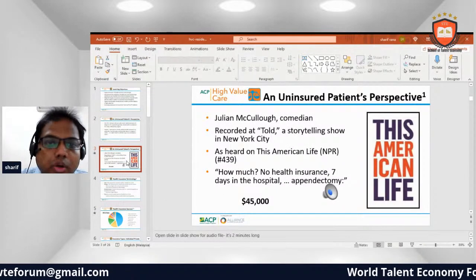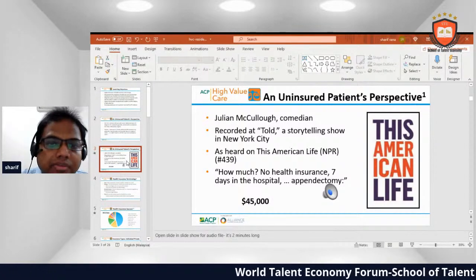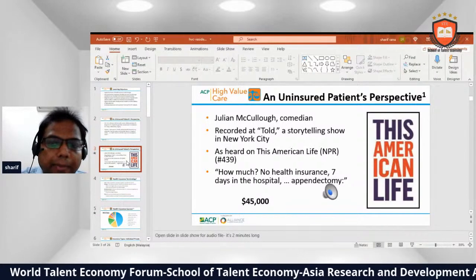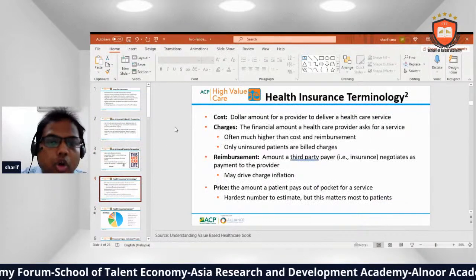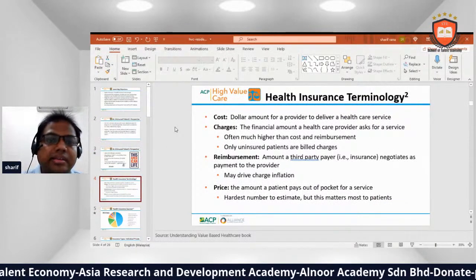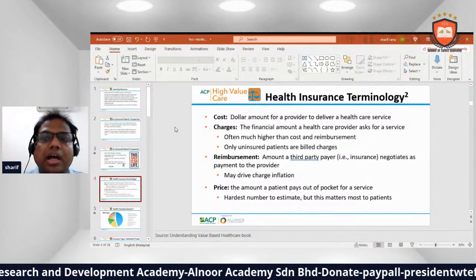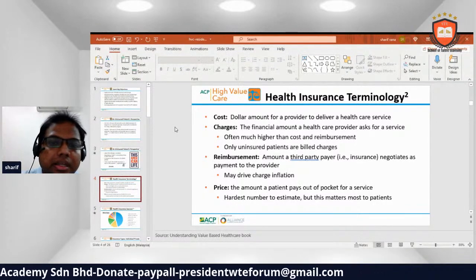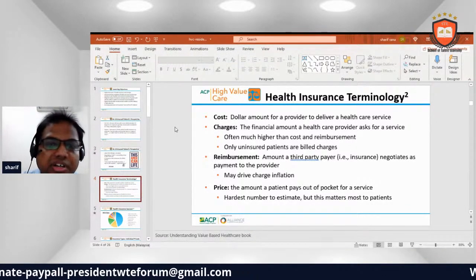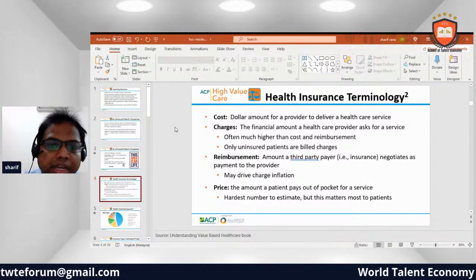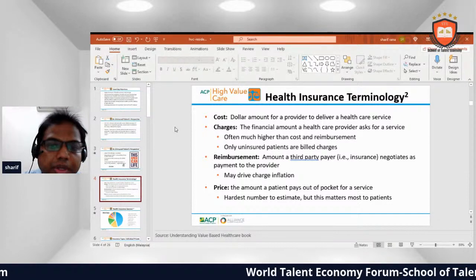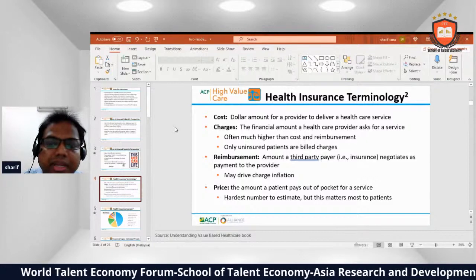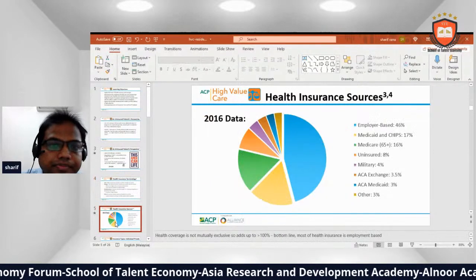Julian McCann, Commodity Records, told a story in the New York Times. On This American Life, a man with no health insurance spent days in a hospital, costing approximately $45,000. Cost is the dollar amount for a provider to deliver healthcare. Charges are the financial amount a healthcare provider asks for a service, often much higher than cost and reimbursement; only uninsured patients are billed charges. Reimbursement is the amount a third-party payer pays, which may drive charge inflation. Price is the amount a patient pays out of pocket for a service, the hardest number to estimate but the one that matters most to patients.